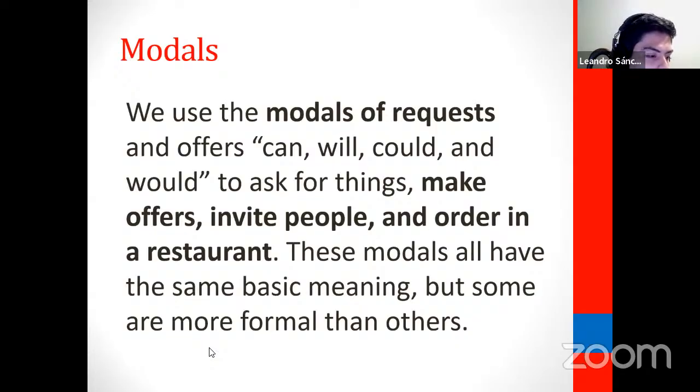These modals all have the same basic meaning, but some are more formal than others. Great, thank you. So it means that if you use them in this context, the meaning of those modals is the same, right? But as I was saying, some of them are going to be more formal. And again, as in English, you don't have that possibility of saying usted.